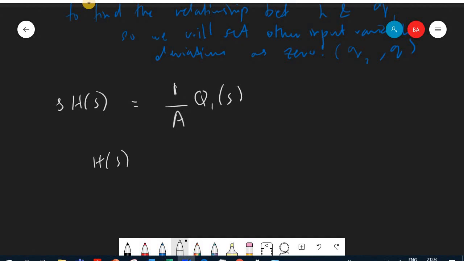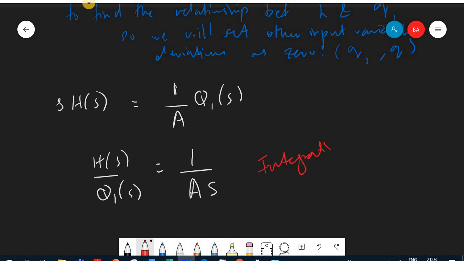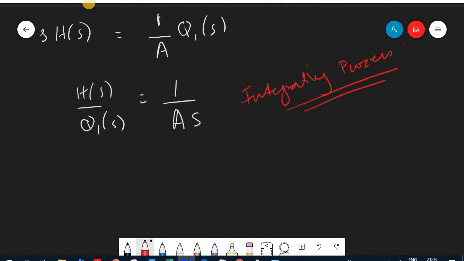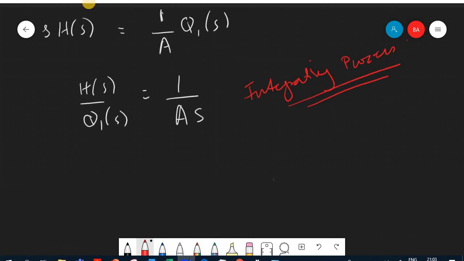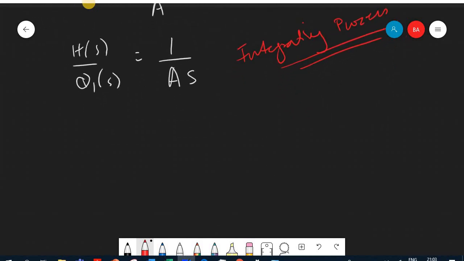So if I want to find H(s) over Q1(s), this will be 1 over area times s. And this is what we call an integrating process, and I already said that because we have a pump at the output. An integrating process means it will always increase if we have a step input that is increasing, or it will empty if you have a step input which is decreasing. Okay, so this is what we have as an equation.